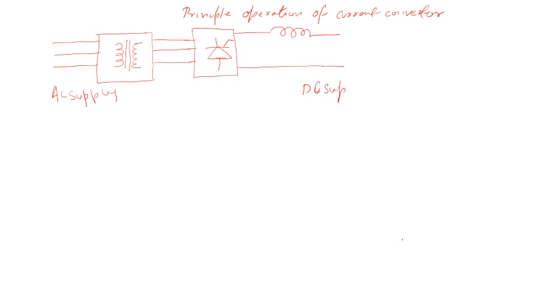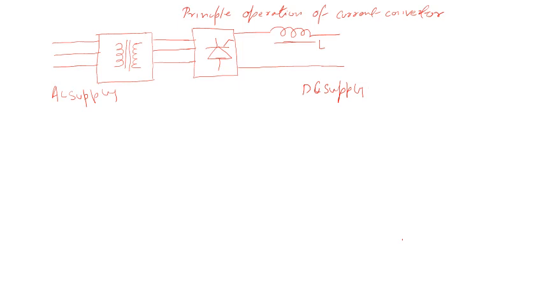So to achieve smooth operation of your conversion, we connect a large inductor. Okay, we connect a large inductor. So this large inductor is connected on the DC side. The reason is that we require smooth operation of the conversion.